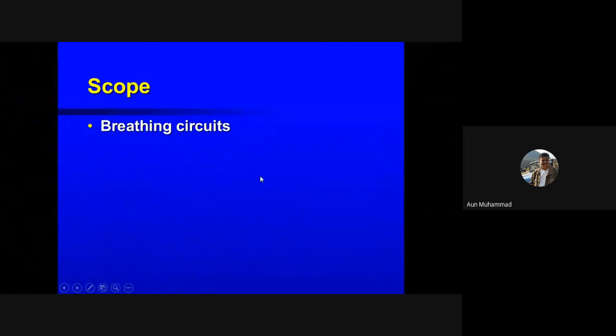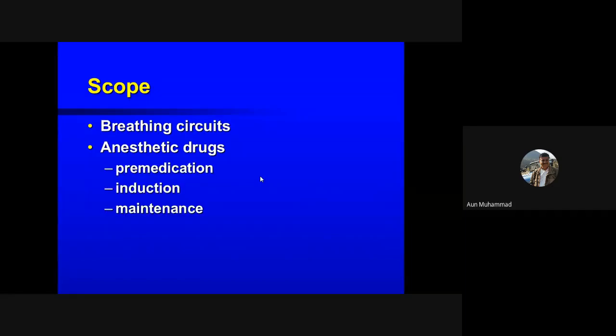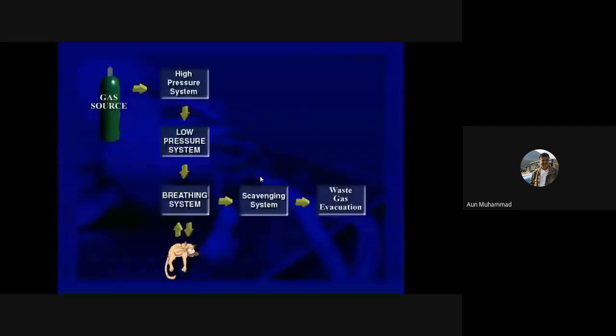I will start with the breathing circuit and then the anesthetic drugs, including the pre-medicating drugs, induction, and maintenance drugs. And then I will be focusing on the monitoring of the patient, the different clinical parameters and different lab parameters which are used to monitor the patient when he is in the stage of anesthesia.